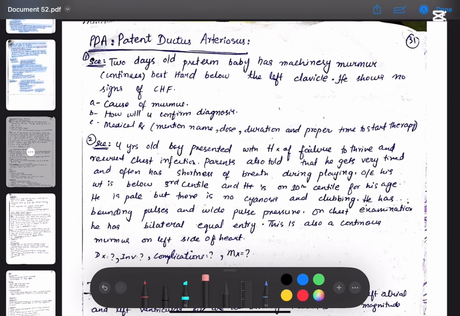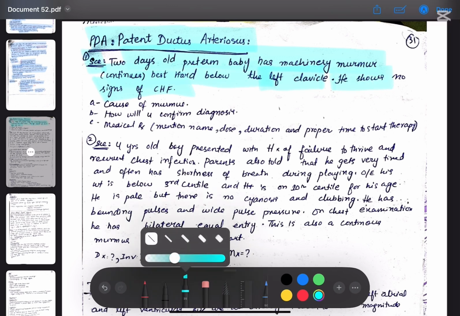Everyone, and welcome back. In this video we will discuss the topic PDA, that is Patent Ductus Arteriosus. We have a scenario of a 2 days old preterm baby who has a machinery murmur and continuous murmur below the left clavicle, and he shows no signs of congestive heart failure. So there is only the sign of a machinery murmur.